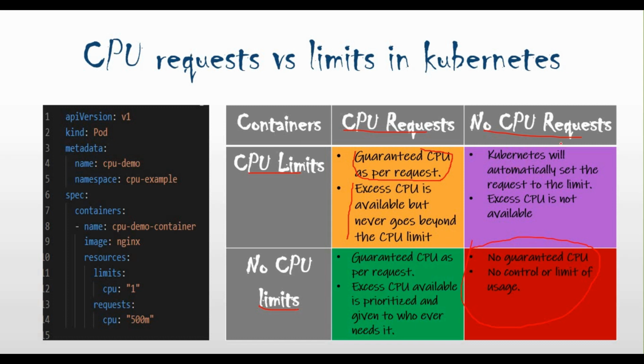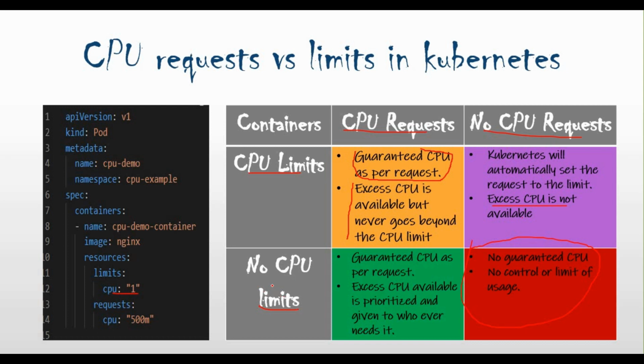Okay, now if you don't have a CPU request, let's consider you only put a CPU limit. What does that mean? Kubernetes will automatically set the request to the limit. That means if you put only one CPU as your limit and there is no request, by default that one CPU will be the guaranteed one allocated to the container as well, but there will be no excess CPU available to further utilize.